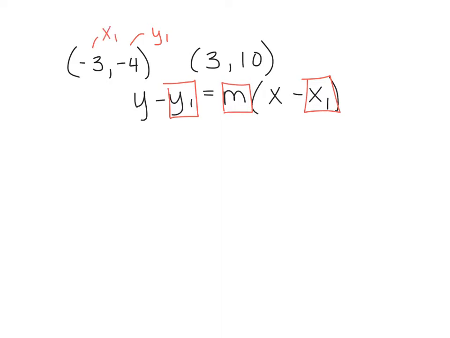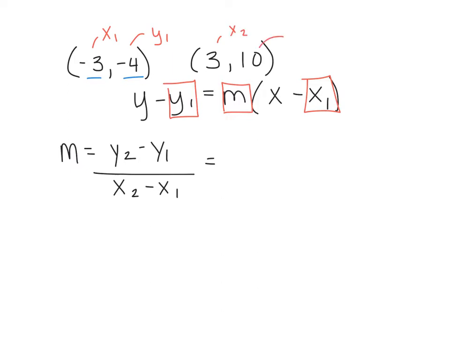Okay, so our first step is to find the slope, which is m. And m equals y2 minus y1 over x2 minus x1. And again, we were given two ordered pairs. The first value in the first ordered pair is x1. The second value in the first ordered pair is y1. And then we have x2 and y2.